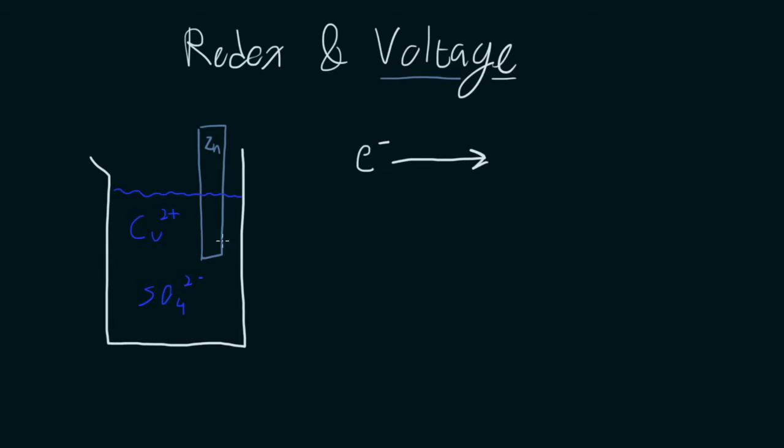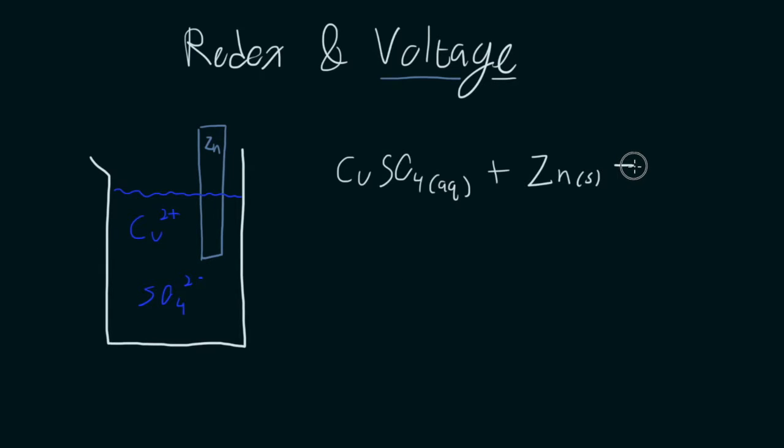Okay? So I've got a reaction set up here. This is a pretty straightforward reaction. It's copper sulfate in solution, so it's CuSO4 in aqueous solution, plus a bar of zinc. So this is zinc metal, and it's a solid. What's going to happen in this reaction? Well, I'll just tell you the outcome: the zinc is going to replace the copper.